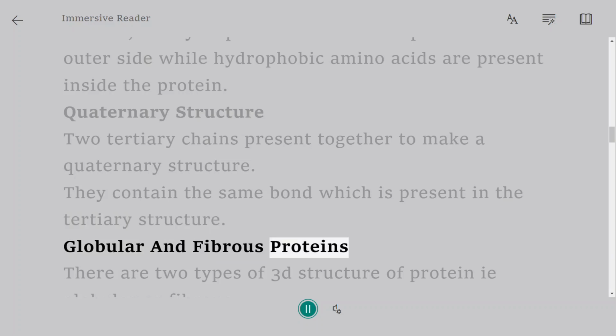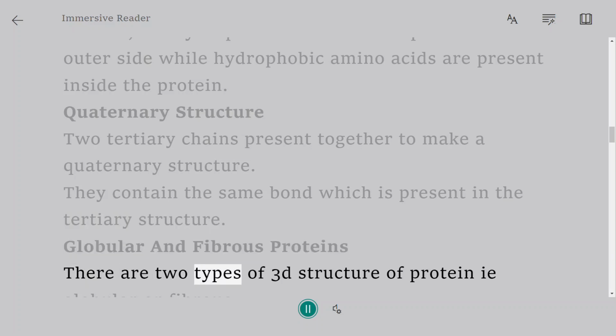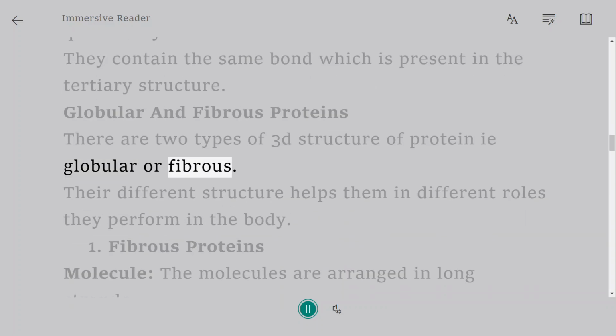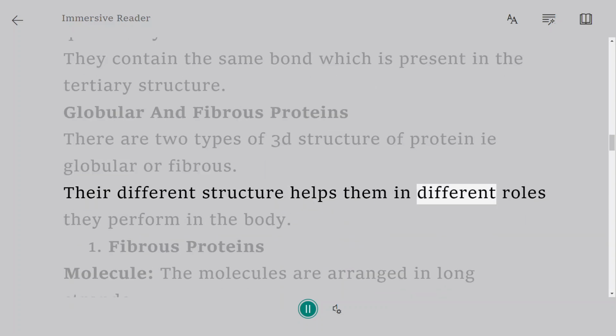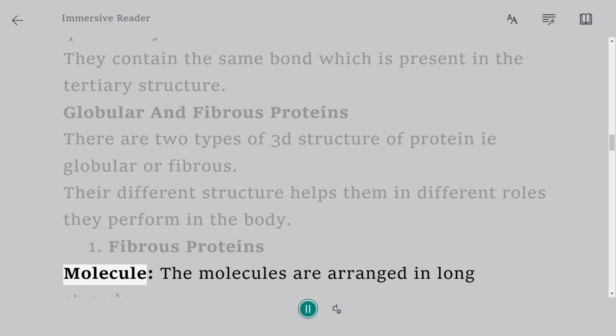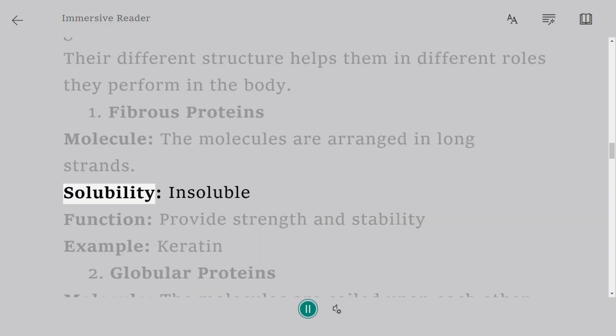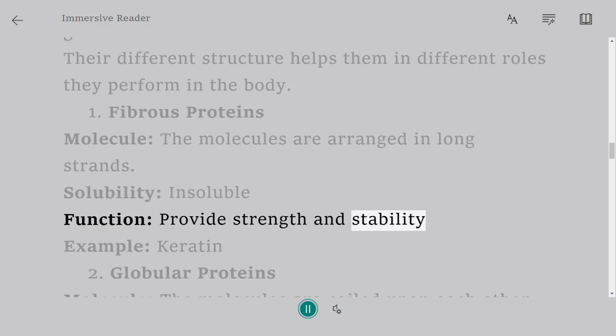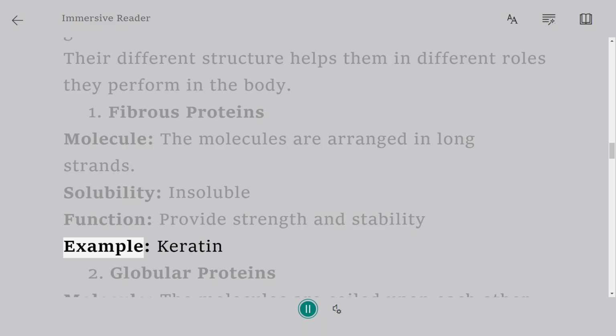Globular and fibrous proteins. There are two types of 3D structure of protein, i.e. globular or fibrous. Their different structures help them in the different roles they perform in the body. 1. Fibrous proteins. Molecule: the molecules are arranged in long strands. Solubility: insoluble. Function: provide strength and stability. Example: keratin.